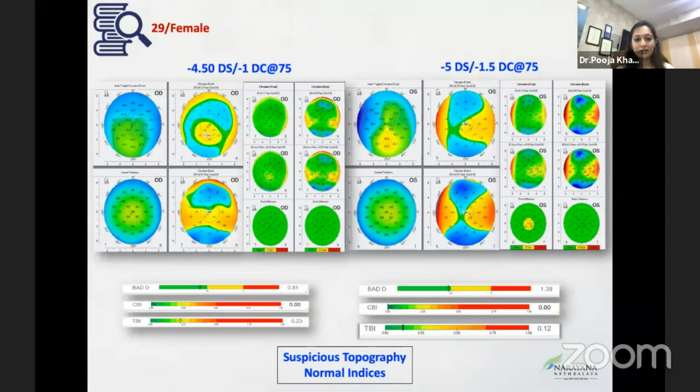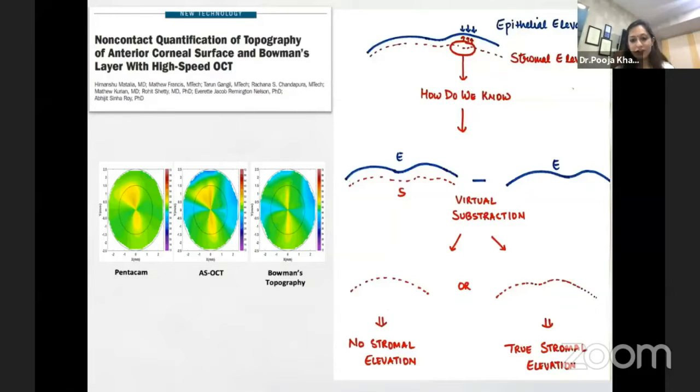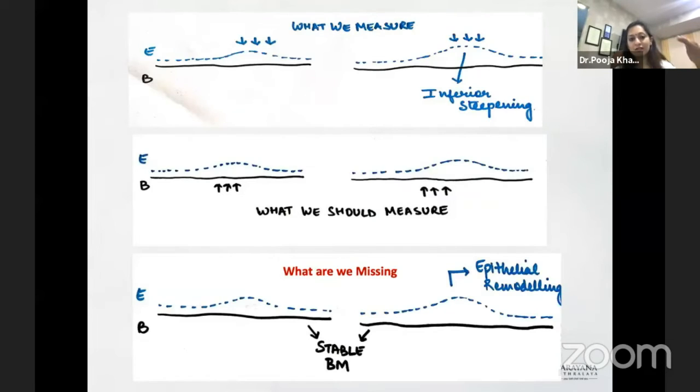I'll quickly go to the third case. Again, topography is suspicious, but the indices are normal. Thickness is around 550 again. So what is the missing link here? I'll just quickly run through this. What we do is we measure the surface with all the Scheimpflug based topographers, but we are forgetting that the surface has epithelium, a role of epithelium to play into the picture, and there is a stroma beneath it, or a Bowman's membrane, which are probably always regularized.